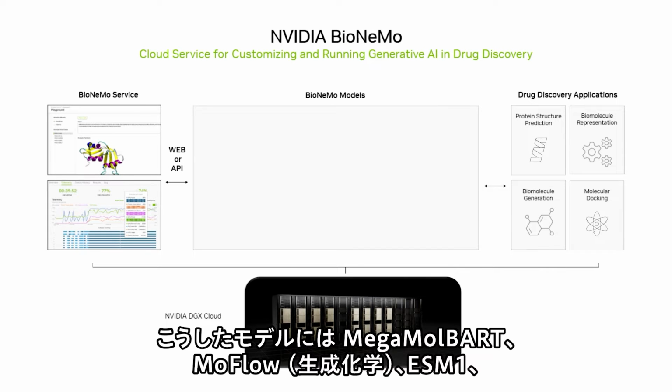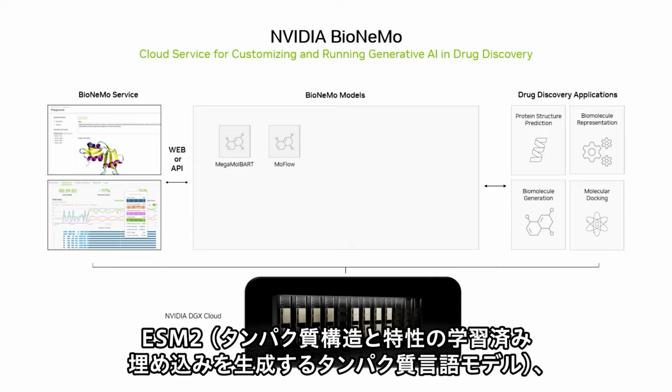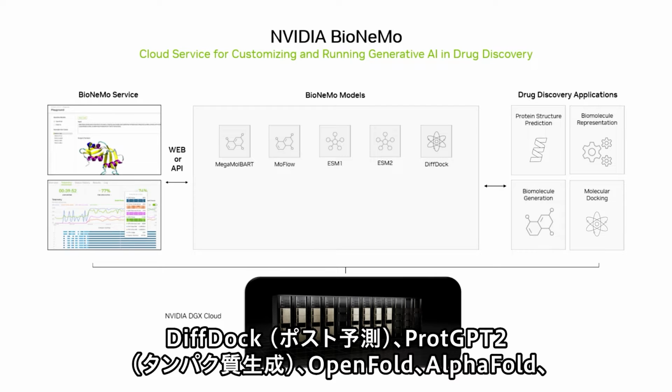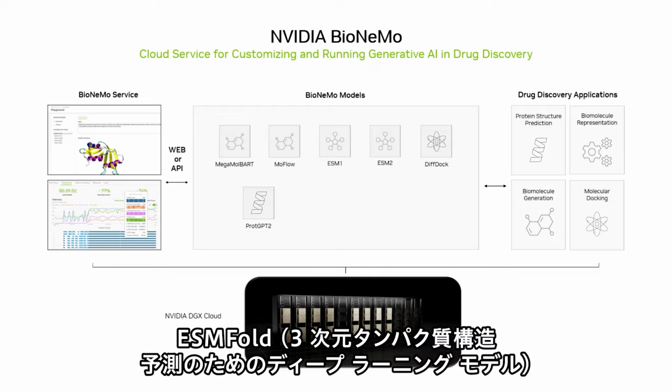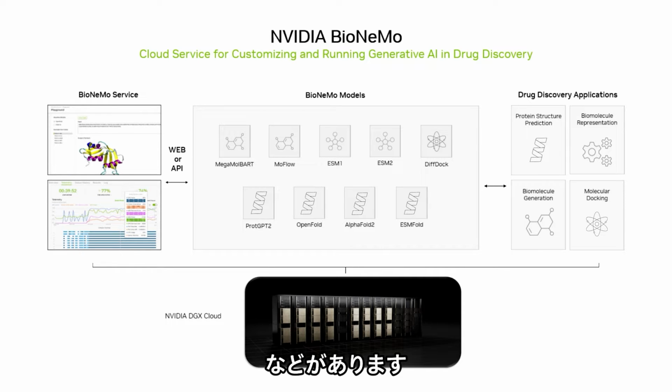These models include generative chemistry with MegaMolBART and MoFlow, protein language models to generate learned embeddings for protein structure and properties with ESM1 and ESM2, pose prediction with DiffDock, protein generation with ProtGPT2, and deep learning models for 3D protein structure prediction with OpenFold, AlphaFold, and ESMFold.